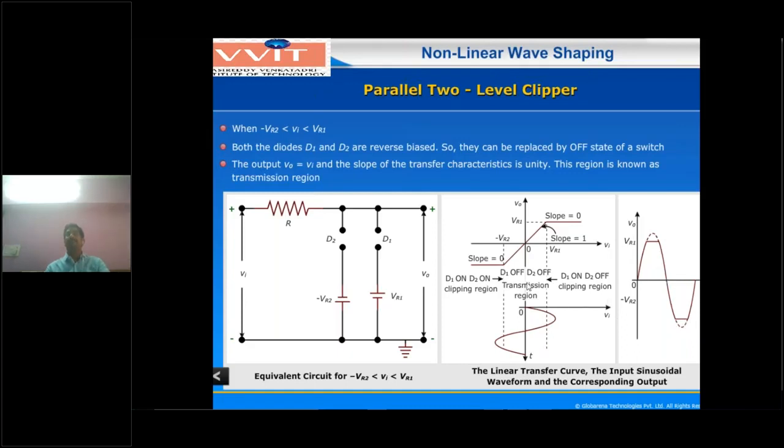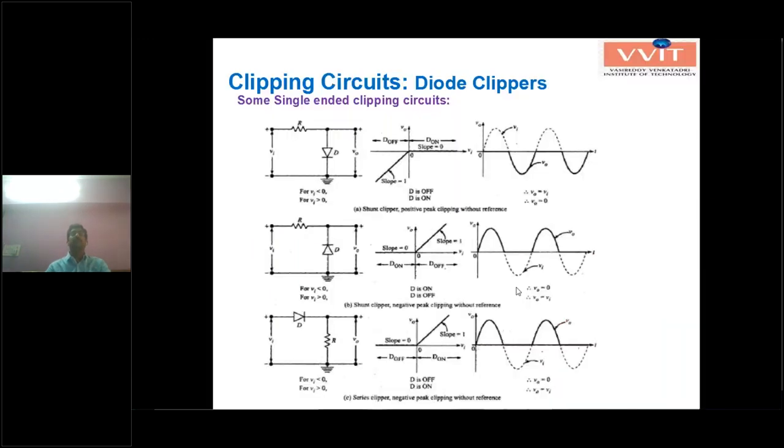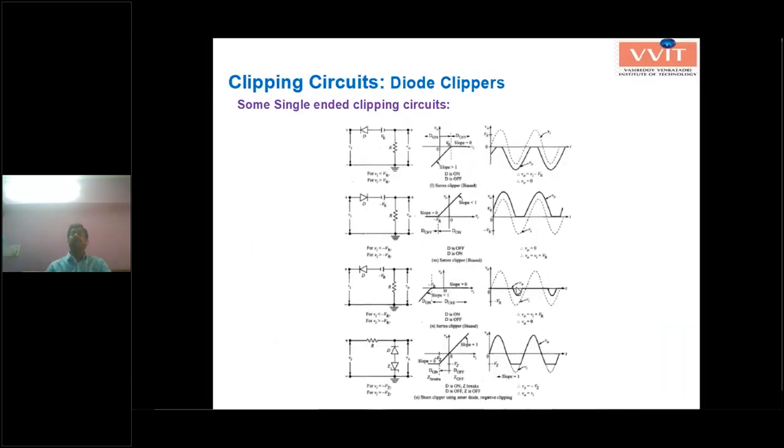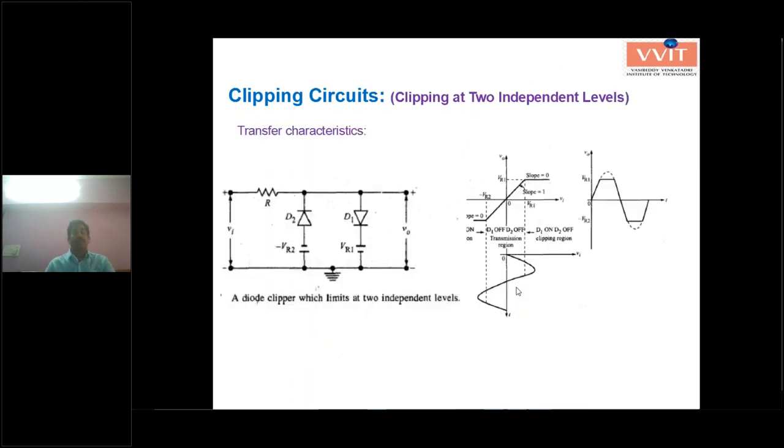So within that range, the transfer characteristic curve will have slope equal to 1. And for input voltage less than minus VR2 and above VR1, slope equal to 0. Because above VR1, V0 equal to VR1, and when Vi is less than minus VR2, output voltage equals minus VR2. So that's why there are two conditions. This is clipping by using clipping circuits, two-level clipping.